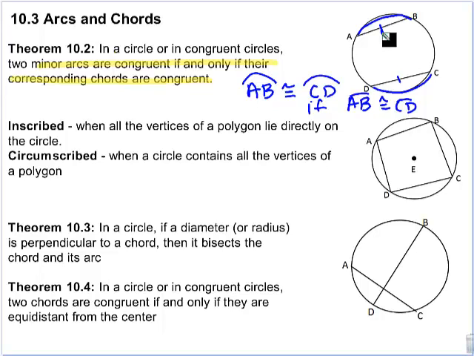Then we have inscribed. Inscribed is when all the vertices of a polygon lie directly on a circle. So over here, this is an example of an inscribed polygon, because the four vertices, A, B, C, and D, all lie directly on the circle. So we would say polygon ABCD is inscribed in circle E.